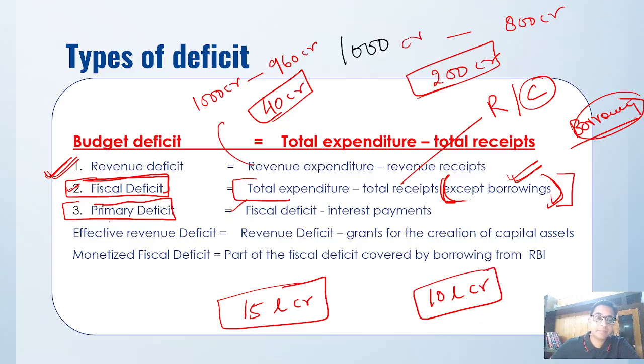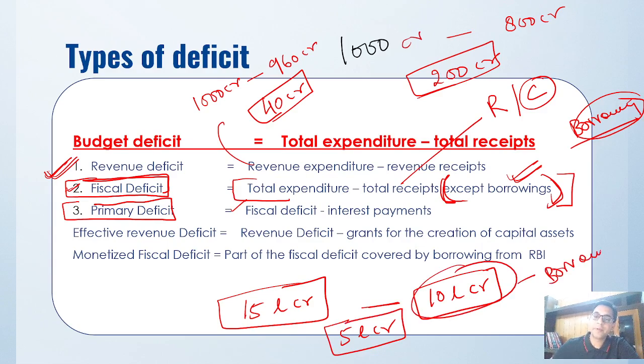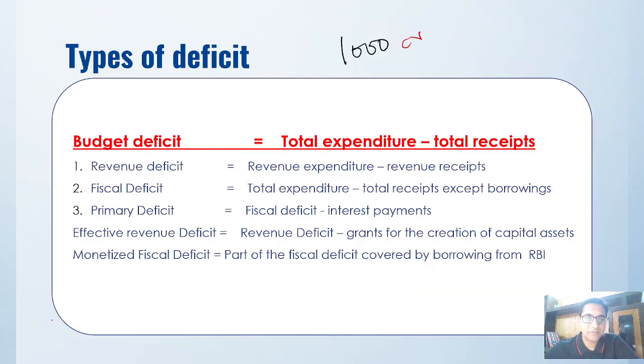So exactly, the primary deficit will be 5 lakh crore. Okay, that will be the primary deficit. That means that is the actual deficit, because this money is because of the borrowing we have to pay. If we would not have borrowed this money, we would only have a fiscal deficit of 5 lakh crore, right? So these are the three important deficits that are called revenue deficit, fiscal deficit, and primary deficit.